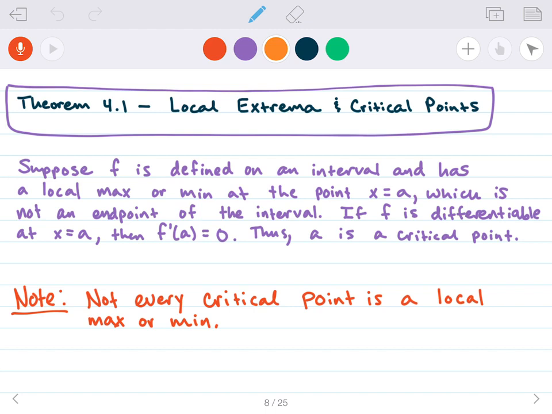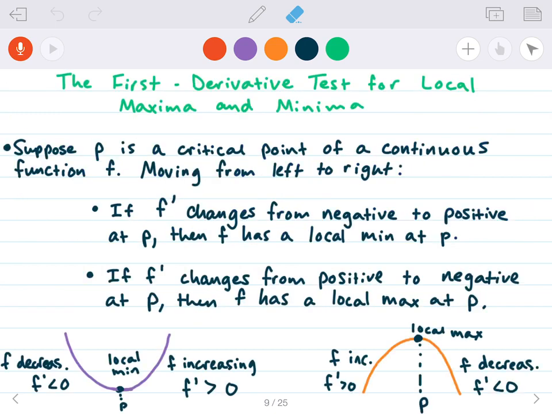Not every critical point is going to be a local max or a min. We have to make sure that we draw our number line and do test values to see, is this thing actually going from decreasing to increasing or vice versa, or is it just kind of like increasing constantly? So that's when the number line comes in. And as I said, we're going to do a million examples with this. Let's get going. Okay, so here comes the first derivative test.